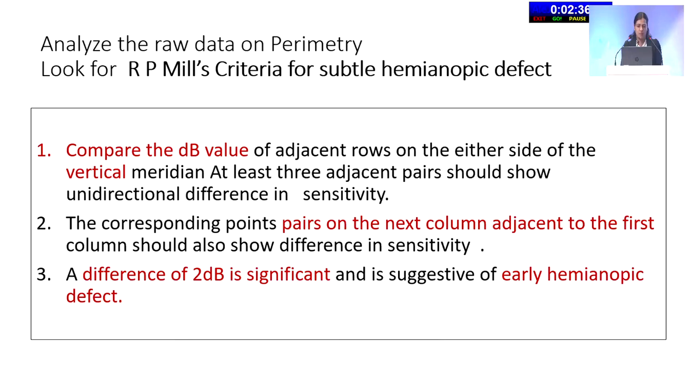How to look for subtle hemianopic defects: compare the decibel value on either side of the vertical meridian. The corresponding field on the next row, adjacent to the first, could also show a difference. A difference in decibel value is significant and suggests an early hemianopic defect.